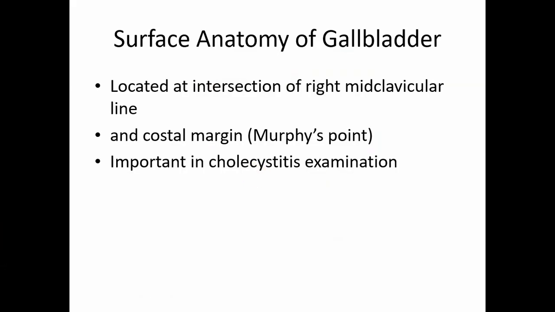So the surface anatomy of gallbladder is very important in the cholecystitis examination. Cholecystitis is basically the inflammation of gallbladder. It is again a clinical term which you must know, that the inflammation of gallbladder is called cholecystitis, and there is a tenderness present at the Murphy's point of the patient, and there is also a referred pain to the shoulder, as the dermatome of the nerve of the gallbladder is at the shoulder point.